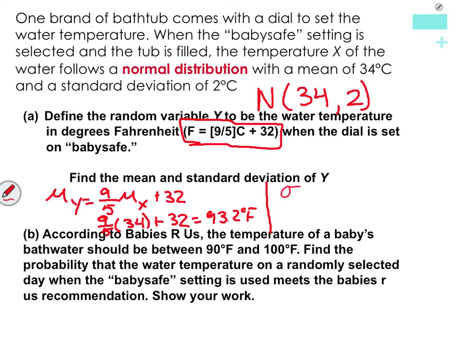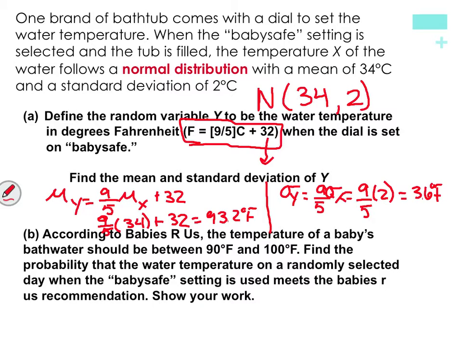Your standard deviation is only going to be affected by multiplying by the 9/5. Okay, it will not be affected by adding that 32 to Fahrenheit. So 9/5 of the 2 is going to give you 3.6 degrees Fahrenheit. Okay, so now a follow-up question. According to Babies R Us, the temperature of a baby's bath water should be between 90 and 100 degrees Fahrenheit. Find the probability that the water temperature on a randomly selected day when the baby safe setting is used meets the Babies R Us recommendation.